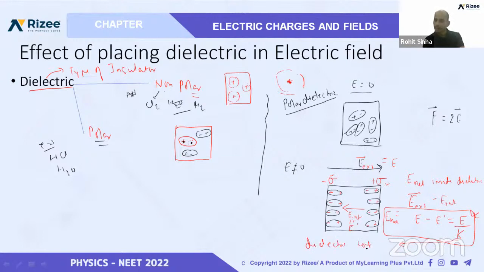We have studied about this dielectric constant. It is also called relative permittivity, also called specific inductive capacity. We have learned all this. We have also come to know that the dielectric constant K is equal to 80 for water, K is equal to 1 for vacuum, and for air also we take approximately 1, and it is infinity for a conductor. These three values you should remember.